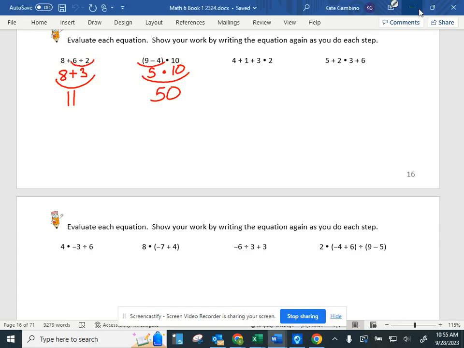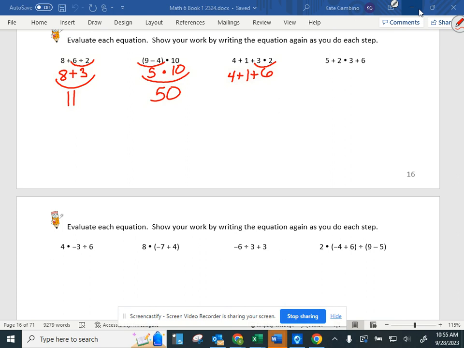So let's do our next one. 4 plus 1 plus 3 times 2. What's the first thing I have to do? Connor. 3 times 2. I have to multiply first because there's no parentheses, there's no exponents and radicals, but now we have multiply. So 3 times 2 is 6. I have to bring down the rest of my equation. 4 plus 1 plus 6.